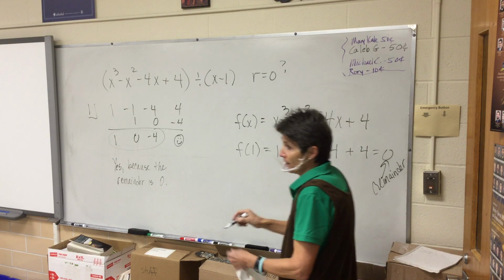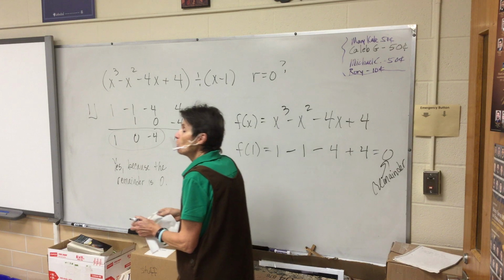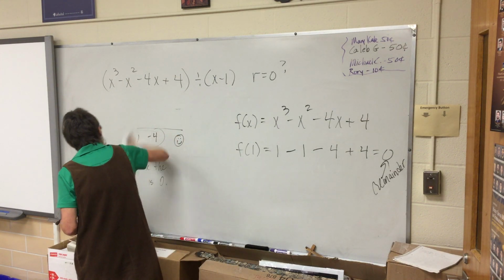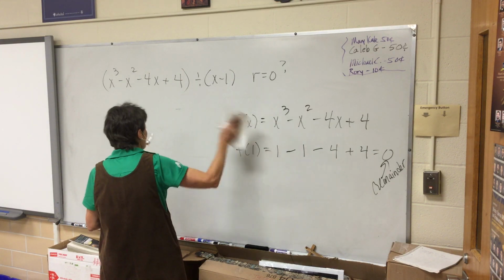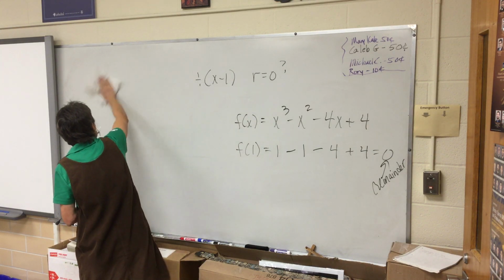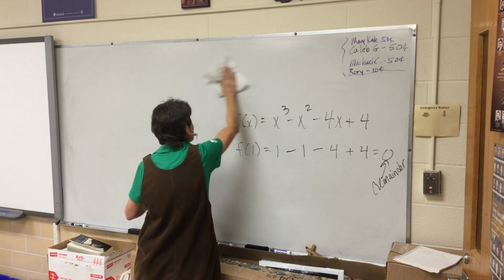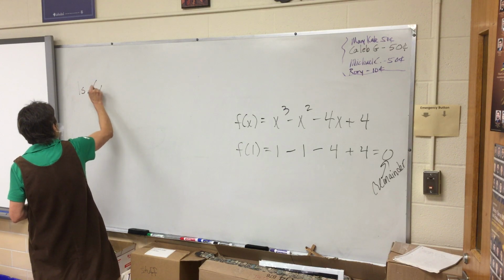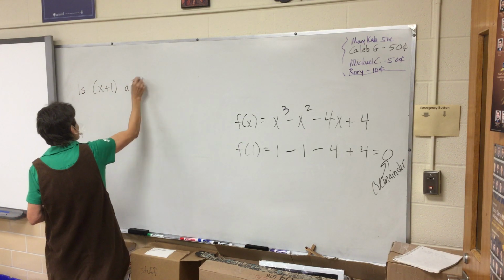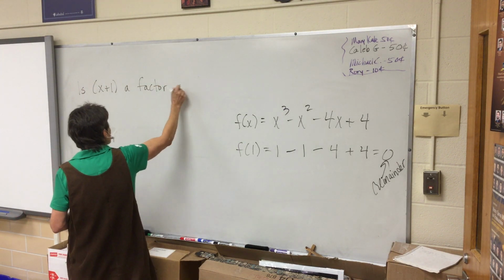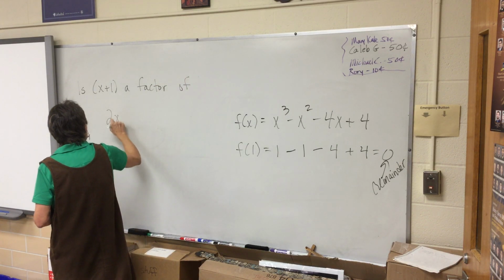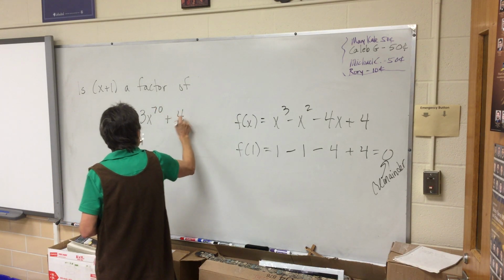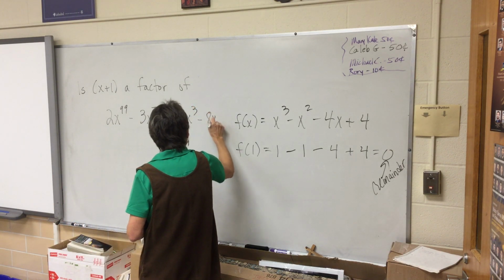Okay? Now, I don't want you to write this down. I just want you to watch for a minute. Because some of you are thinking, why in the heck would I ever want to mess around with this? I can just do my synthetic division. Don't write this down. I just want you to think about this for a second. What if the problem said, is x plus 1 a factor of 2x to the 99 minus 3x to the 70th plus 4x cubed minus 8x plus 1.